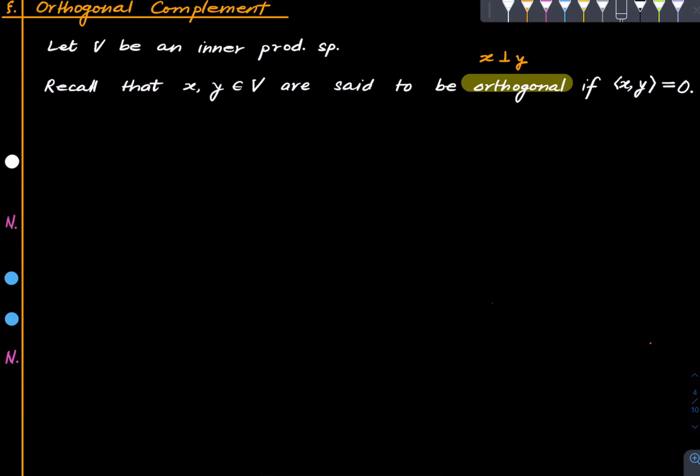And here is an observation. So yeah, this is fine. Now here is a definition. For any subset of the vector space, let's say the subset is named S, we define S perp. So this is read as S perp, or the orthogonal complement of S.